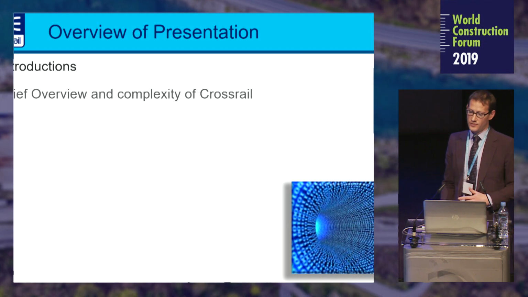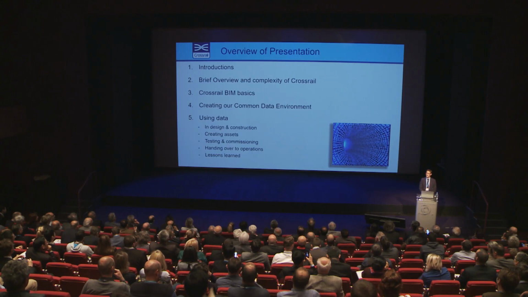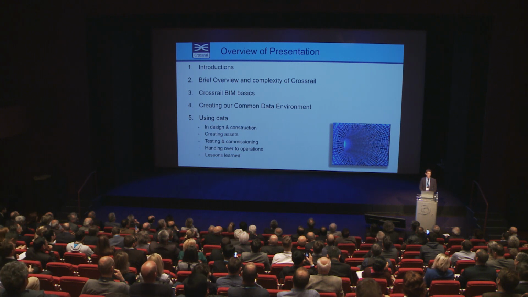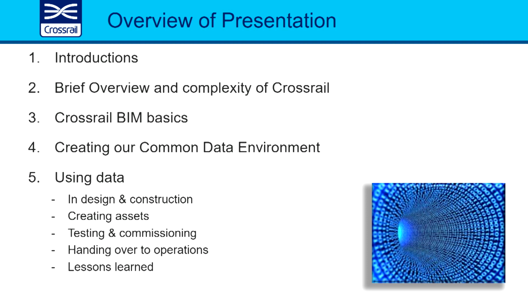We're going to first of all have a brief overview of Crossrail, just have a look at the complexity of the Crossrail project, which was built under the City of London. Then we'll have a look at Crossrail BIM Basics, so how we approached BIM and our strategy. We'll have a look at how we created our common data environment, which was key to our BIM strategy, and then how we used the data that we collected.